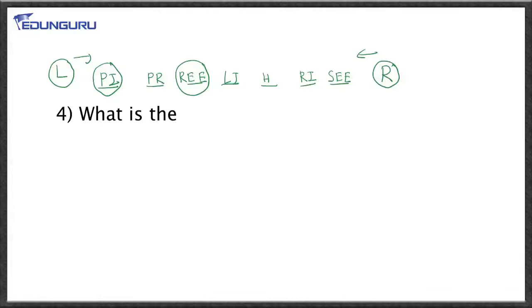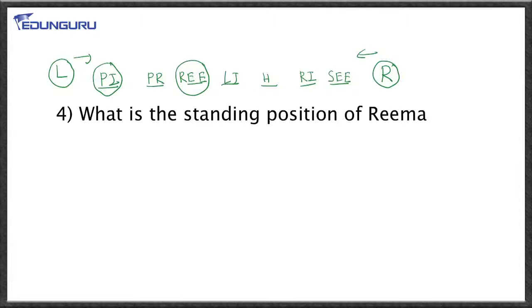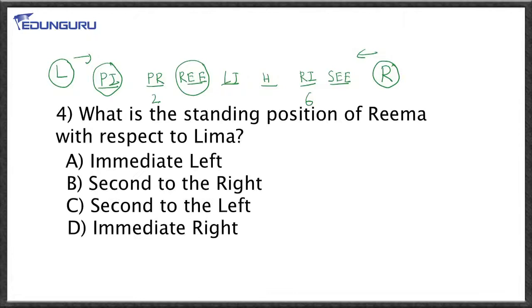Question 4, the last question in this caselet. What is the standing position of Rima with respect to Lima? As you can see, Rima is in position 3, Lima is in position 4, which means Rima is to the immediate left of Lima, which is why the answer to question 4 will be option A.